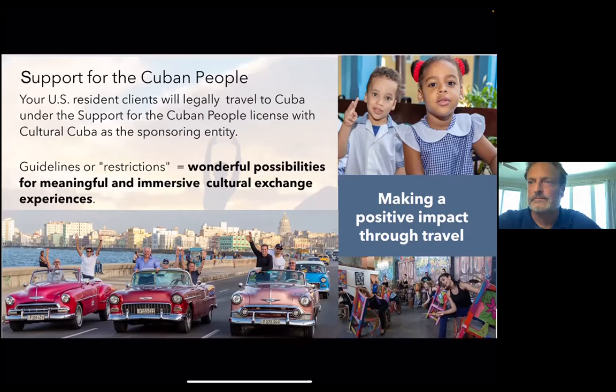We create custom itineraries, and it is exactly what your clients want to do and experience when they're in Cuba, period. Because we are a support for the Cuban people company, the Treasury Department knows that. They know that we don't mess around when it comes to that. That's why they're traveling legally with us to Cuba.